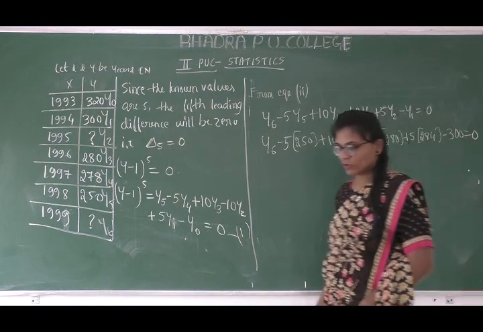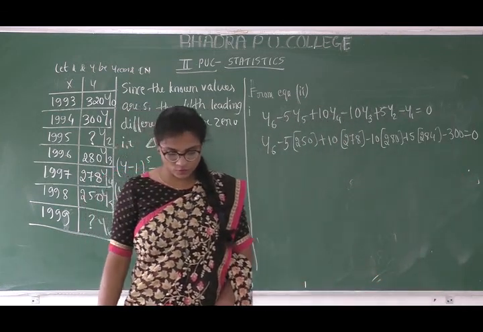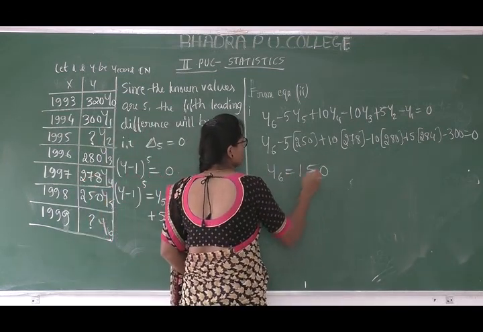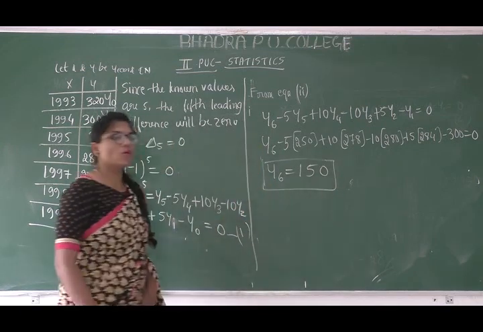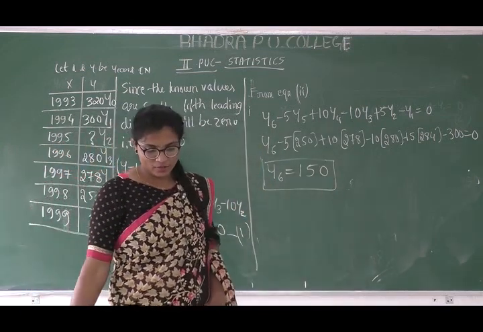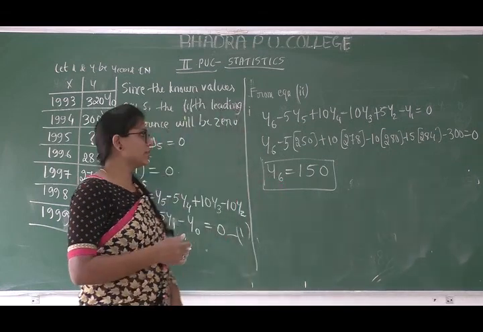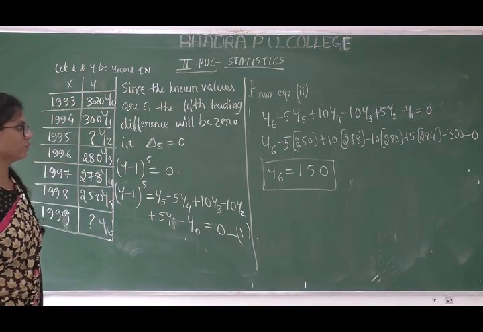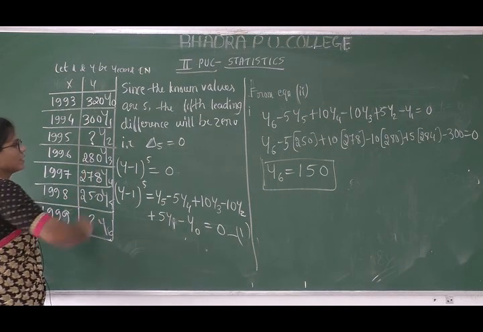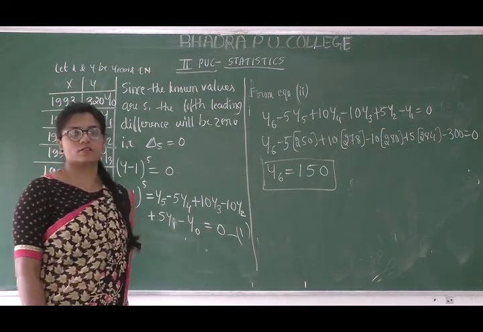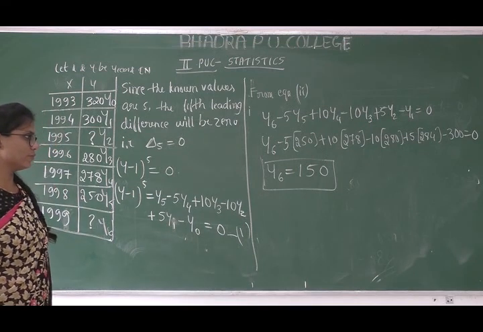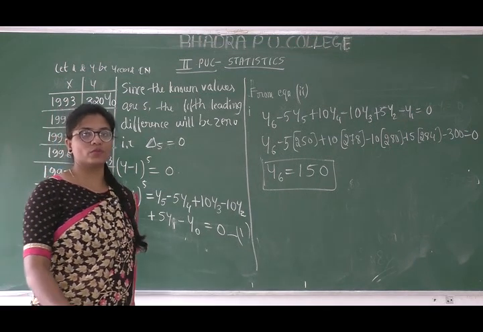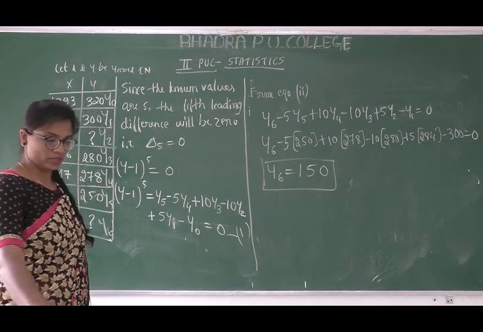Solve the equation, you will get y6 is equal to 150. So therefore, hence the index number for the year 1999 is 150. So 150 and then 284 are your two answers.